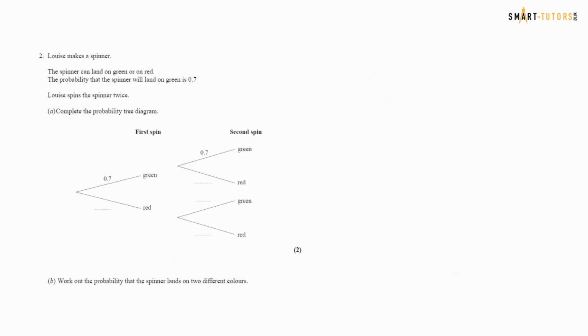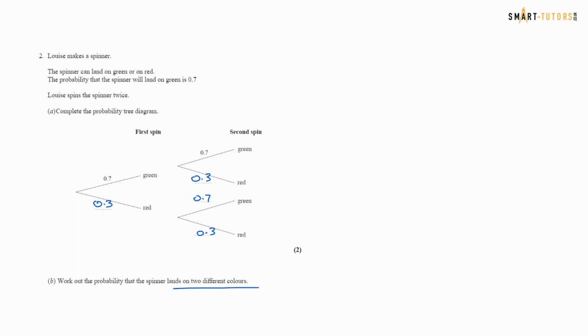Question number 2. Louis makes a spinner. The spinner can land on green or on red. The probability that the spinner will land on green is 0.7, and this is 0.3, and this is 0.7, and this is 0.3, and this is 0.7 and 0.3. So the tree diagram is filled, and Louis spins the spinner twice. So first spin and second spin. Work out the probability that the spinner lands on 2 different colors.